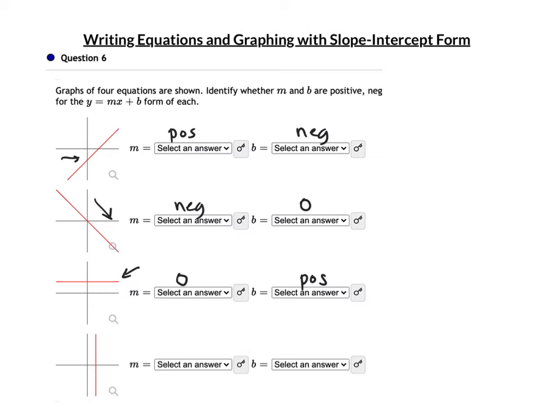A vertical line, remember you don't go left or right. When you do rise over run, the run is 0, and you can't divide by 0. It's undefined, or it does not exist. So the slope is undefined. In WAMAP, we usually use DNE, does not exist, but it probably says undefined as a choice. And your b, it doesn't have one. It doesn't cross the y-axis. There is no b.